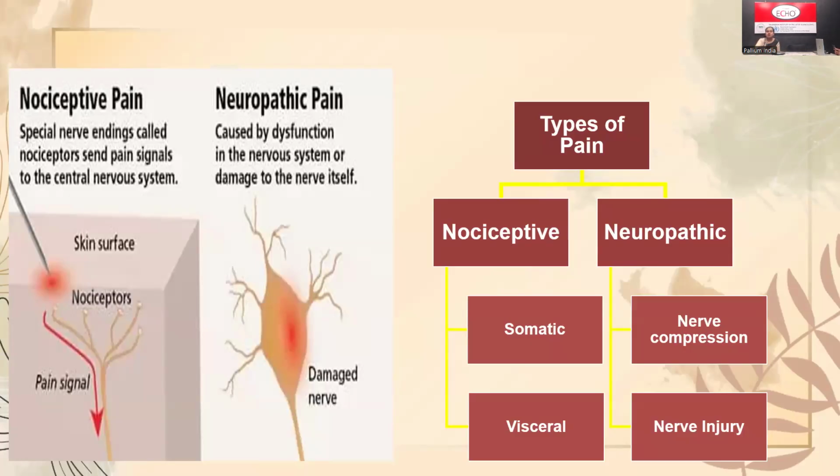Nociceptive means what? Nociceptive is again divided into somatic and visceral, and neuropathic pain is again divided into nerve compression and nerve damage, due to nerve injury or due to nerve compression. Okay, next.